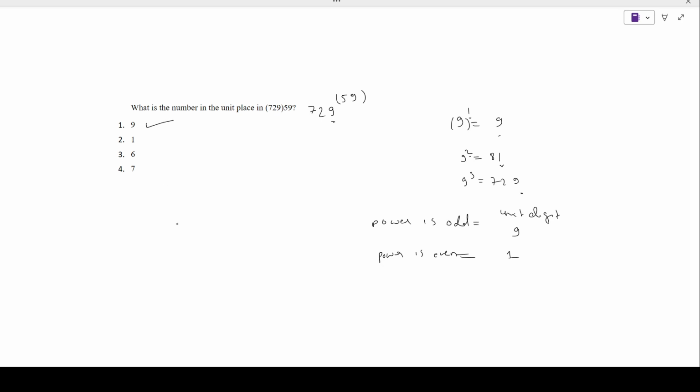Since it was 9, we have only two numbers that come in unit place, 9 and 1. What to do when there are more than two numbers which come in unit place? Let's take another example of 132 to the power 43.